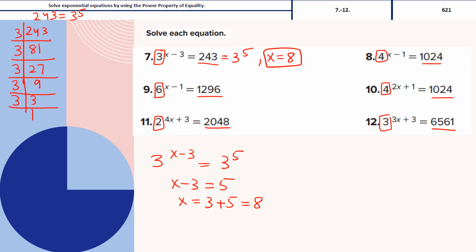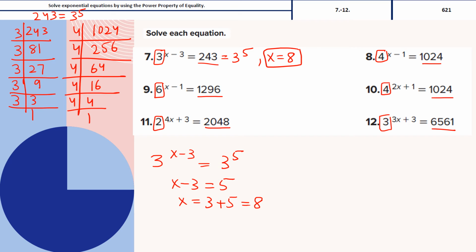We'll try question 8, 1024, and I told you we have to write it as a power of 4. So when I'm dividing 1024, I'm starting to divide with 4. It gives me 256. Again, I divide with 4. It gives me 64. Again with 4. It gives me 16. Again with 4. It gives me 4 and 1. So 4 to the power 5 is what this value is.